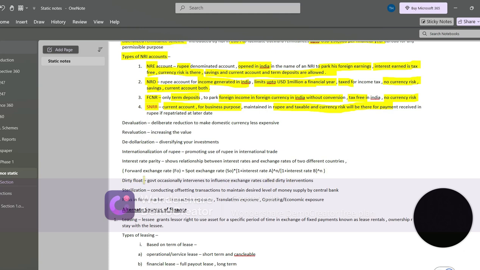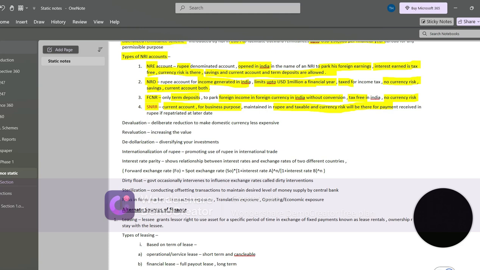Next is what is dirty float? Dirty float is basically when the government occasionally intervenes to influence the exchange rate, called dirty interventions. Since the government is not really supposed to intervene, these interventions are called dirty. Next is sterilization. Sterilization is conducting of offsetting transactions to maintain the desirable level of money supply by the central bank. This is also being done by RBI.